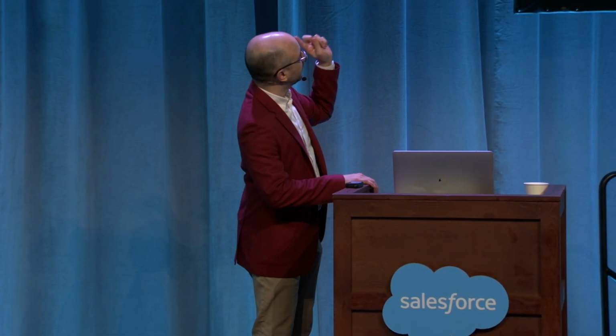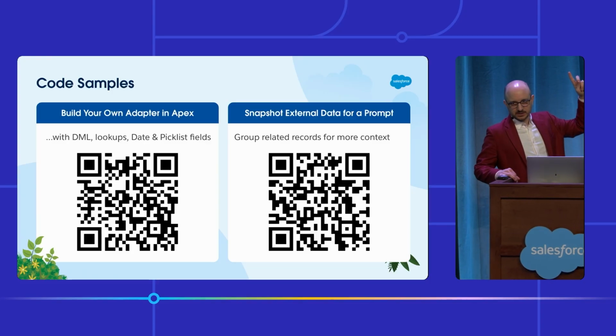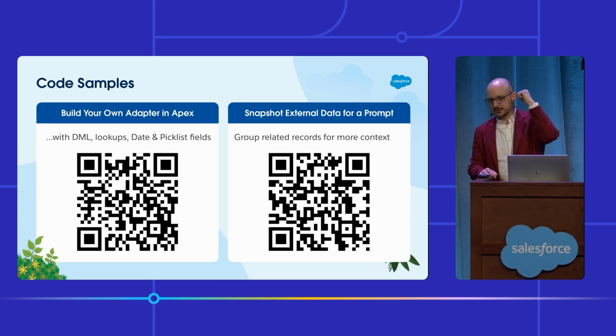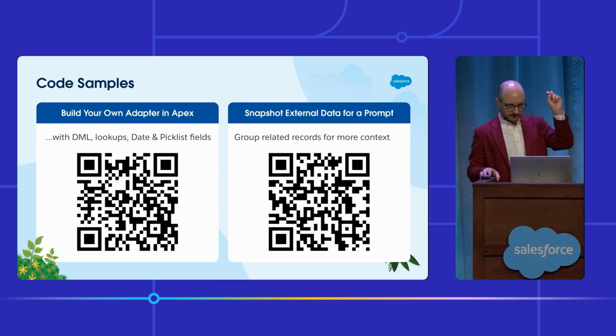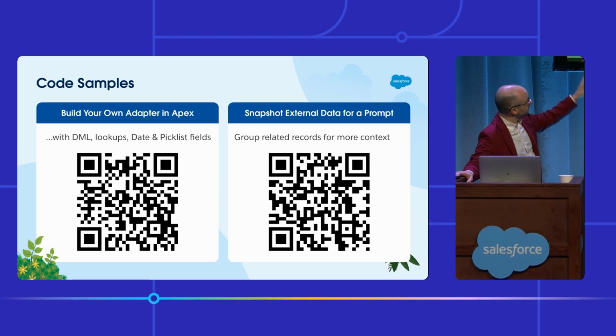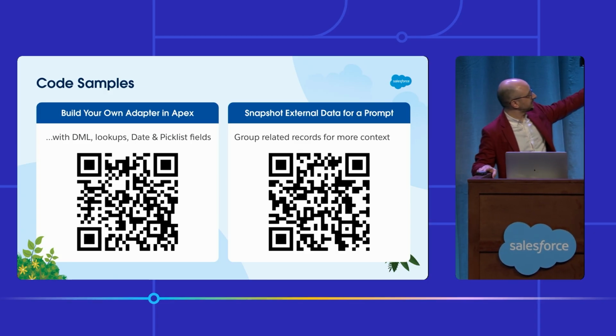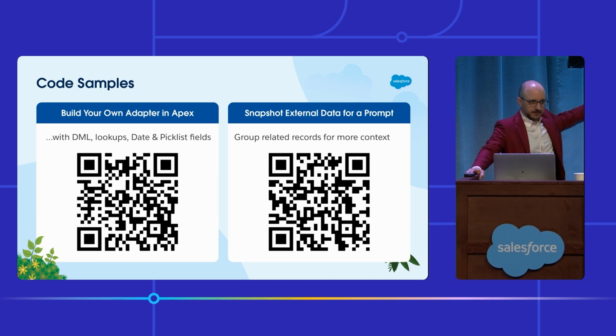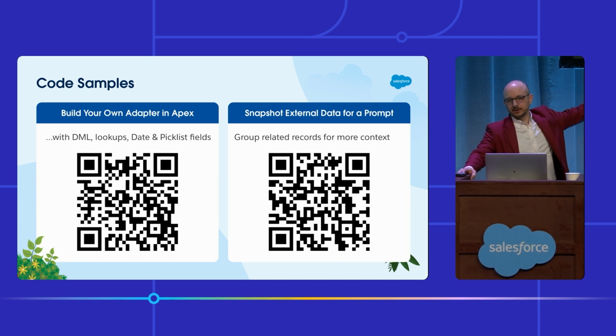If you haven't gotten a chance to grab either of the code samples yet, I can leave this up for a second because we have 2 minutes left on the clock here. We have both the complete example of building your own adapter with Apex code, against a GitHub example, showing advanced features that I touched on, like having the date pickers and pick list values fully render in Salesforce, and also the snapshotting of external data by way of a convenience Apex method, if that's what you need to do to get better results from the LLM.